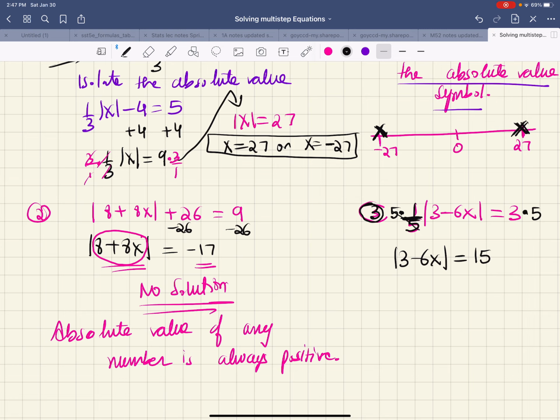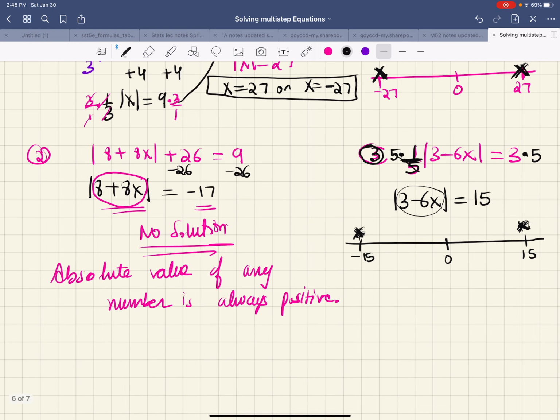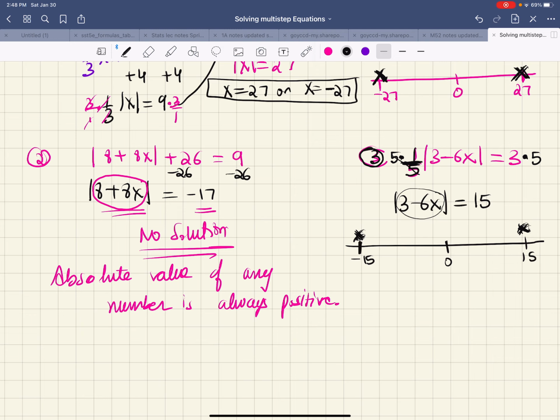Now what this is telling me is that there is some number whose absolute value is 15. Where can that number be on the number line? That number can be sitting over here, because then its absolute value will be 15, or that number can be sitting over here. Again, its absolute value will be positive 15. So once we have isolated the absolute value, we are ready to split it into two equations. We're going to say either that number is equal to 15 or that number is equal to negative 15.